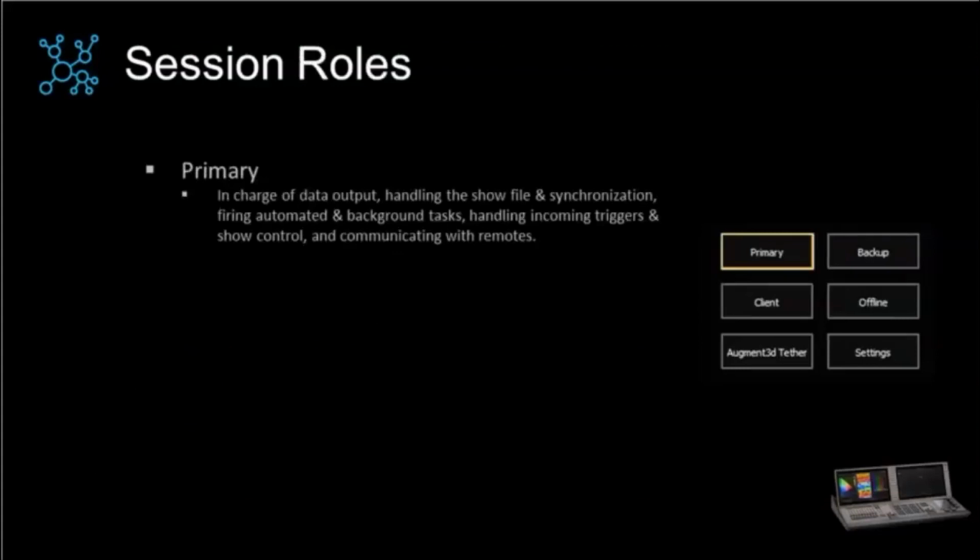There are a bunch of session roles that are available. So this is a graphic from the shell, right? What role is my device going to come in at? Your primary is the boss, is the grand poobah, right? So with a primary online, it's in charge of data output. It also handles all of the show file and synchronization between any device that's connected to it in the session. It's the device that fires automated and background tasks, right? So if you fire something that is background related or something that happens automatic through time code or real-time clock or something like that, that always happens on the primary. Any triggers that come into the system, show control, communications with remotes, the primary is it, right?